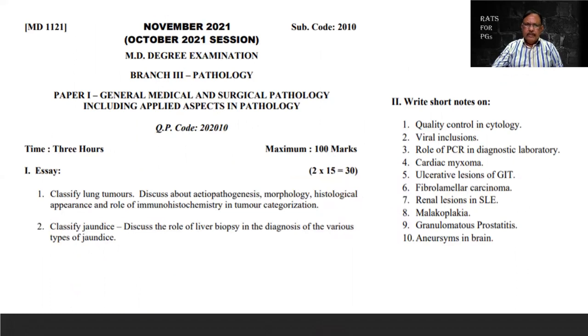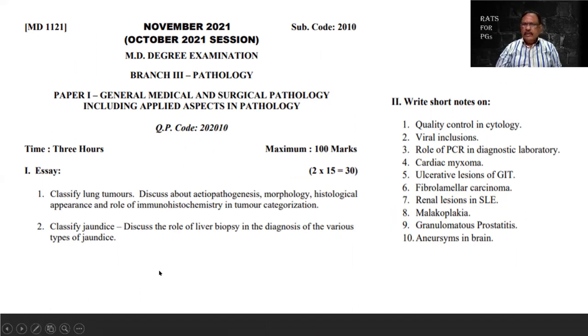This is another paper. Look at this again. If you had read your Robbins and Ackerman, you people will be able to write this straight away. Classification of the tumors, morphology, histology, etc. Maybe you will have to add the immunohistochemistry and the later molecular method of classification, etc.